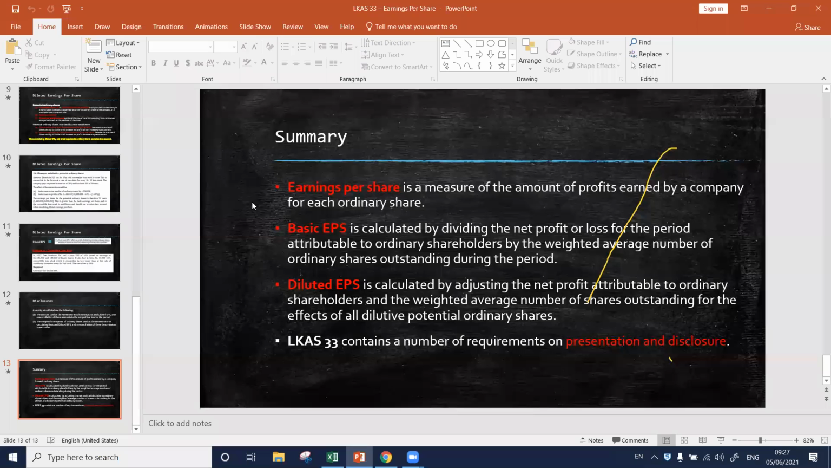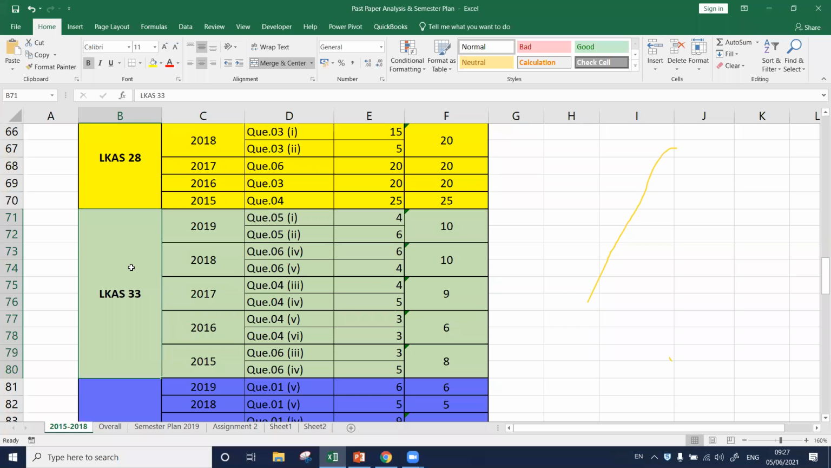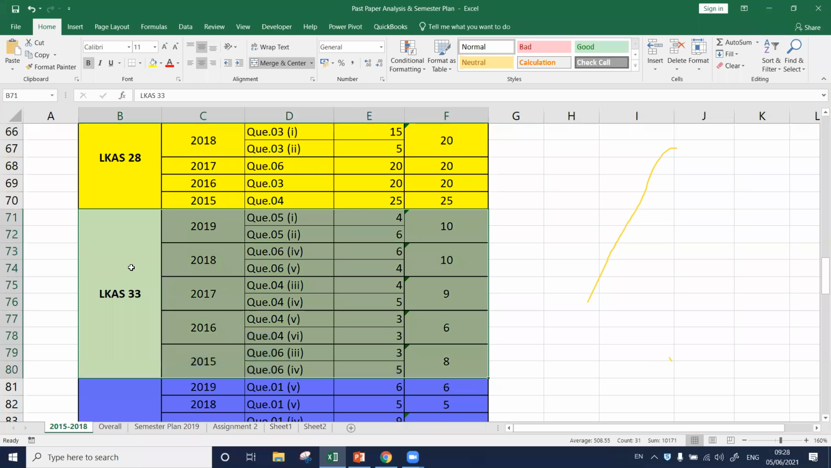So this is the summary of earnings per share. We have discussed basic earnings per share and diluted earnings per share as the two types, how to compute them, and the disclosure requirements. I was also highlighting LKAS 33. See for how many marks it has been tested in past years. In 2019, 10 marks. 2018 again 10 marks. 2017 again 9 marks, 6 marks, 8 marks. Therefore, you should know how important this standard is for your exams.